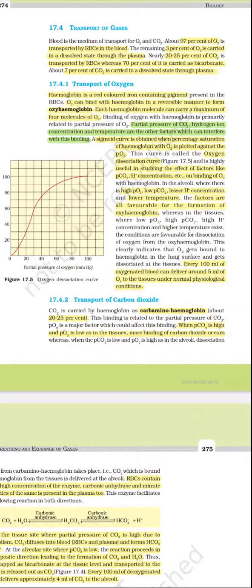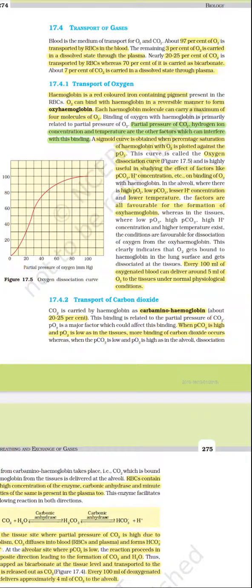partial pressure of oxygen. Partial pressure of carbon dioxide, hydrogen ion concentration, and temperature are the other factors which can interfere with this binding. A sigmoid curve is obtained when percentage saturation of hemoglobin with O2 is plotted against the PO2. This curve is called the oxygen dissociation curve and is highly used in studying the effect of factors like partial pressure of carbon dioxide, H plus concentration, etc.